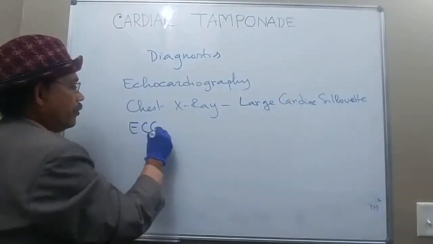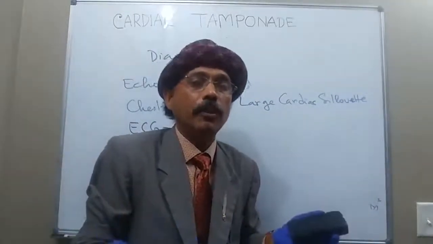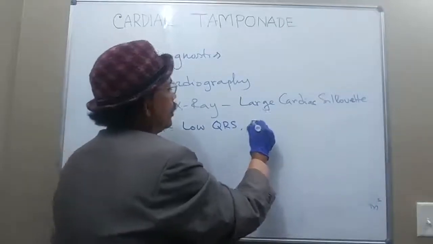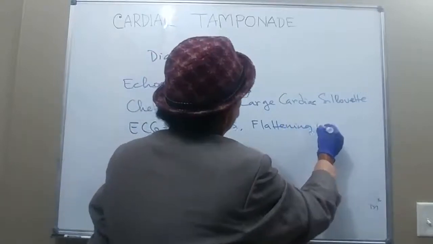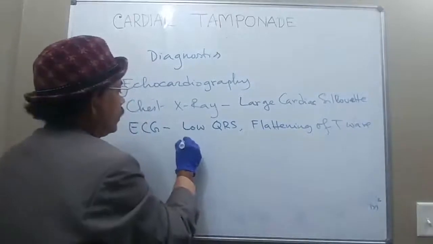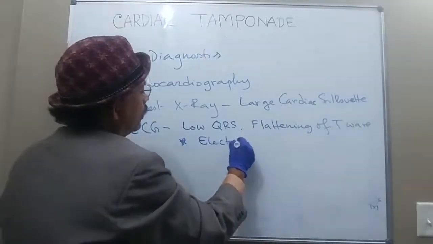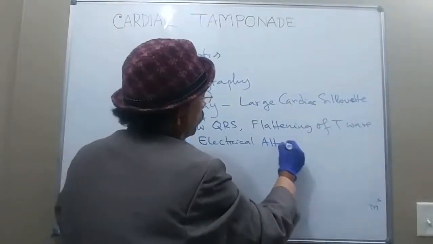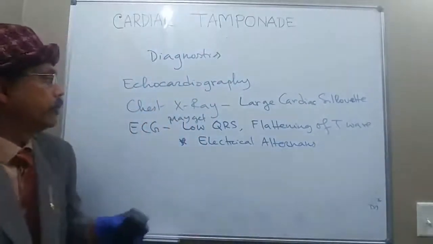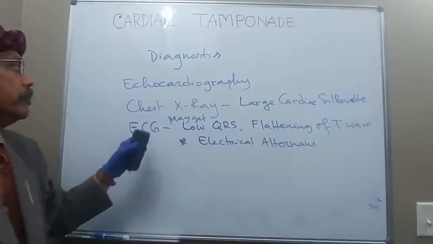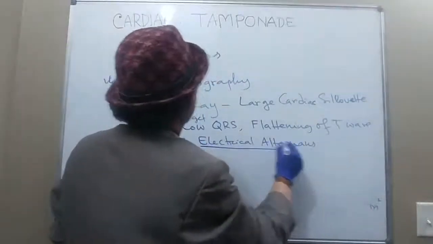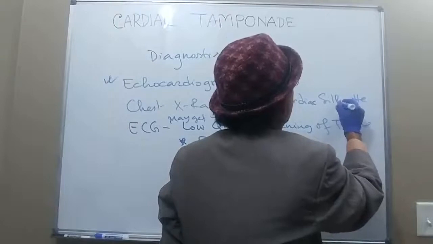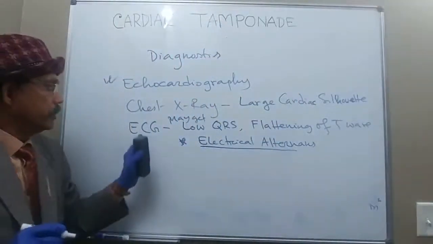Take the ECG or EKG. What do we see? We may see low QRS complex, and we may get flattening of T waves, and most importantly, electrical alternans. We may get that, but it's important: electrical alternans. So these are the diagnostic procedures: echocardiography, electrical alternans, and on chest X-ray, a large cardiac silhouette. So we got that. That is the diagnosis.